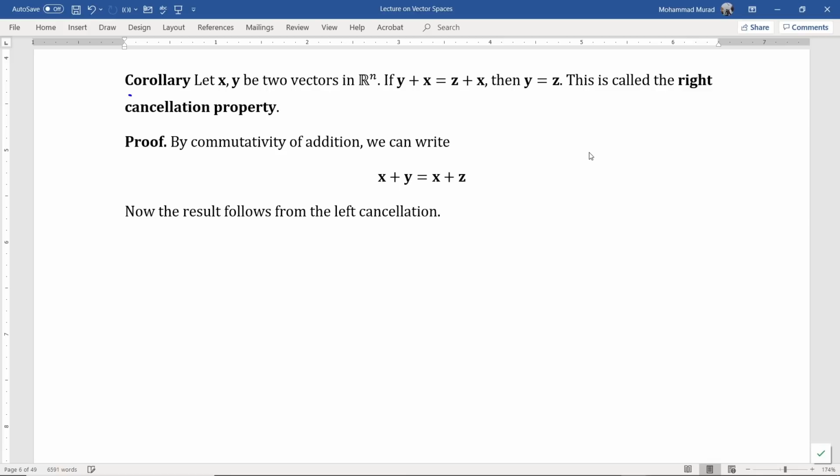Corollary. Let x and y be two vectors in Rn. Now if y plus x is equal to z plus x, then y must be equal to z. This is called the right cancellation property.